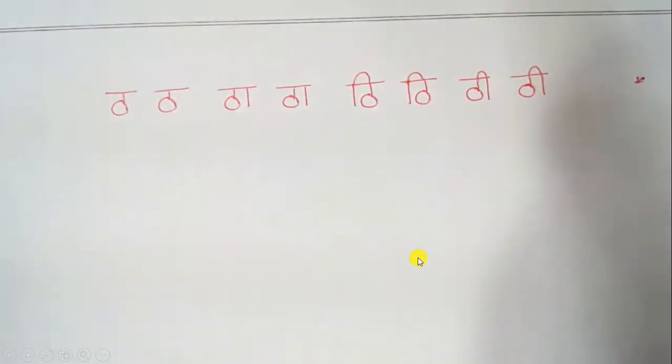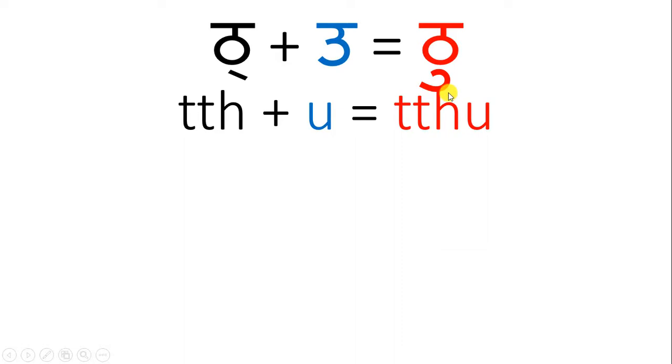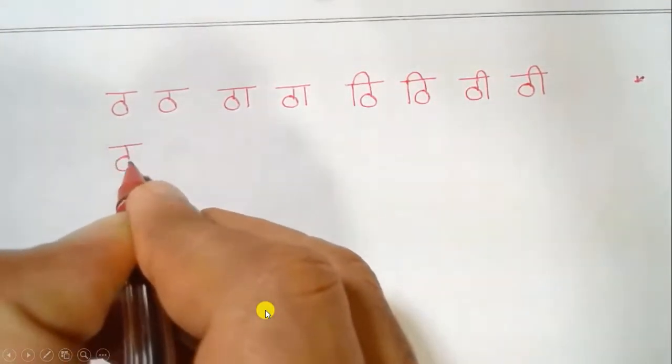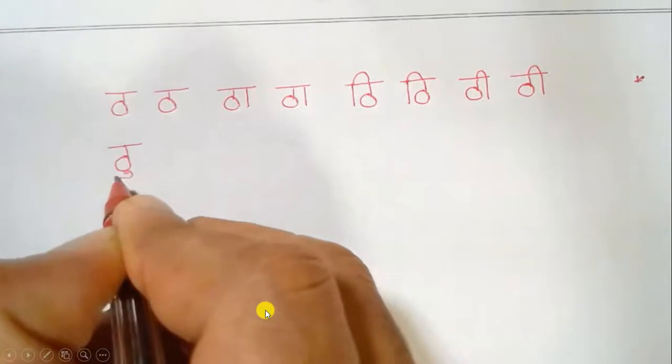Okay. Next is Thu. And we get this sound Thu when we add Th to U. Th plus U equal to Thu. Alright. Thu is written like this.